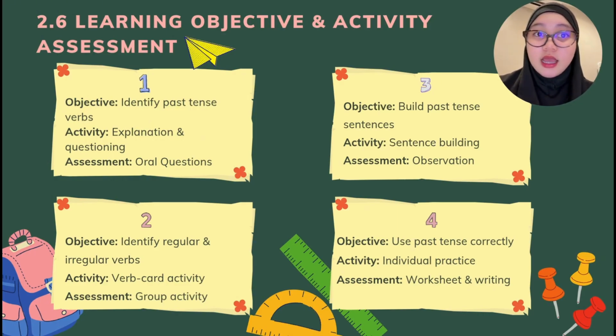Secondly, the students will identify regular and irregular verbs through a verb card activity. The students will work in groups to classify the verbs while the teacher assesses their understanding through group participation and group activity. Third, the students will learn to build simple past tense sentences through a sentence building activity. The students will arrange the words correctly to form meaningful sentences, while the teacher observes and guides them.